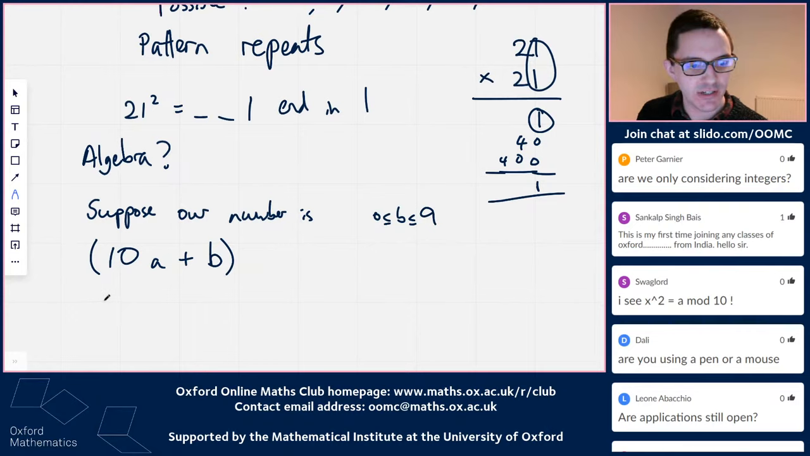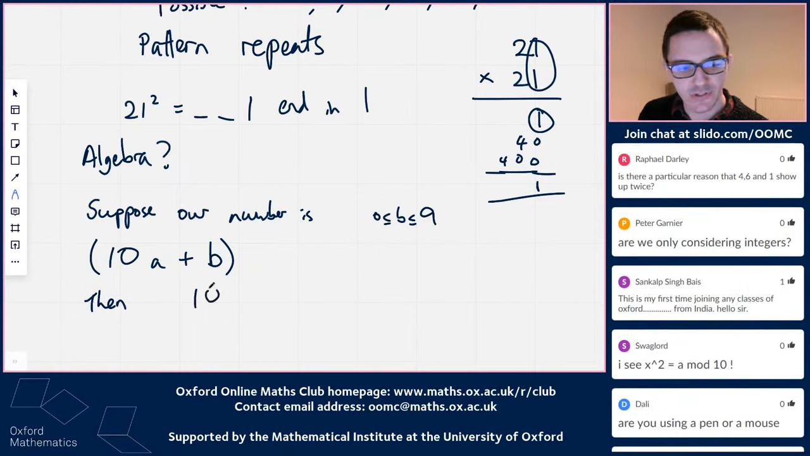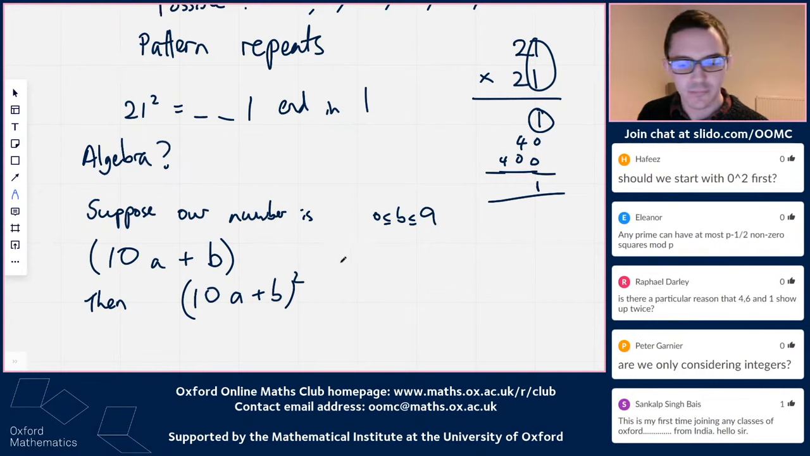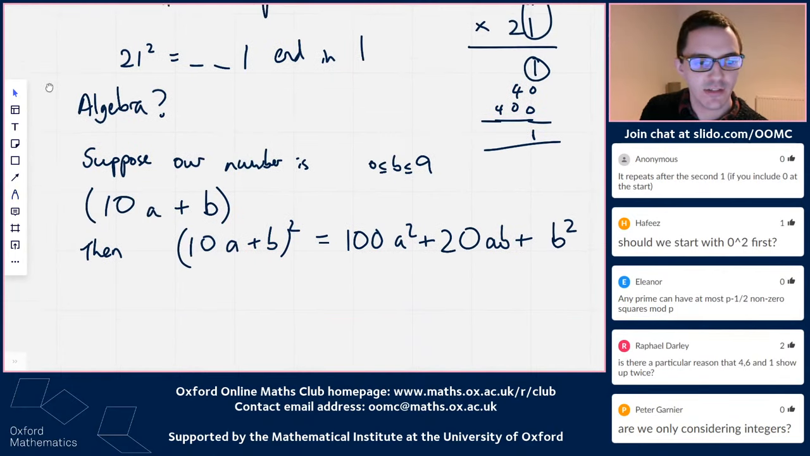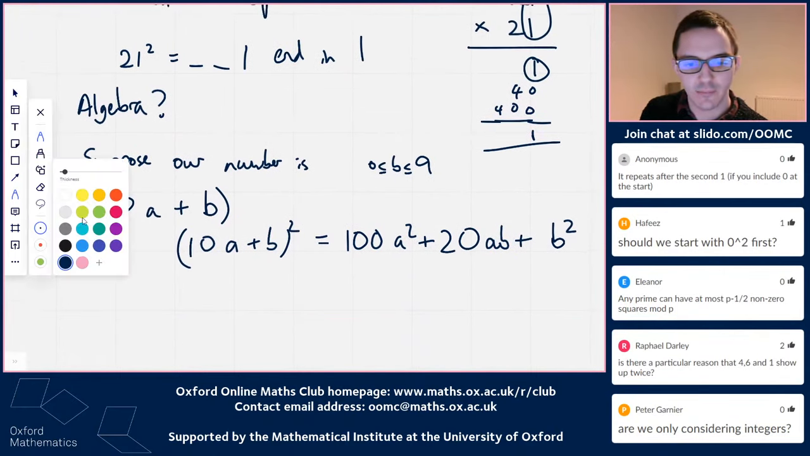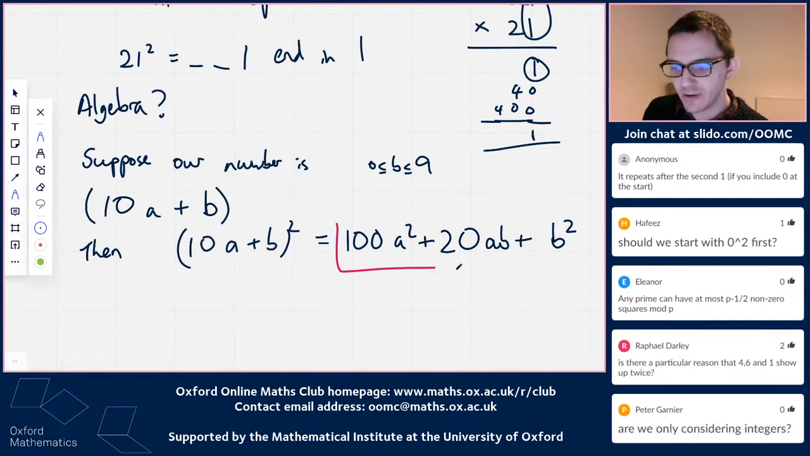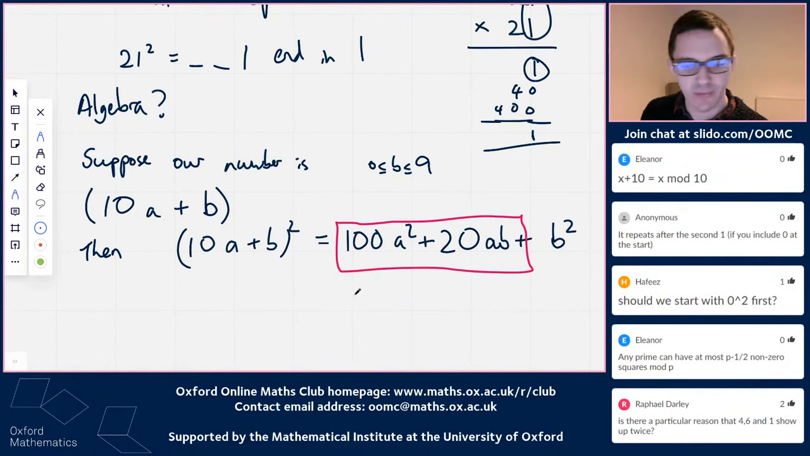Okay, so if our number is 10a plus b, then the number squared, (10a plus b) squared, is going to be 100a squared plus 20ab plus b squared. Okay, here's the crucial bit. This part is a multiple of 10.